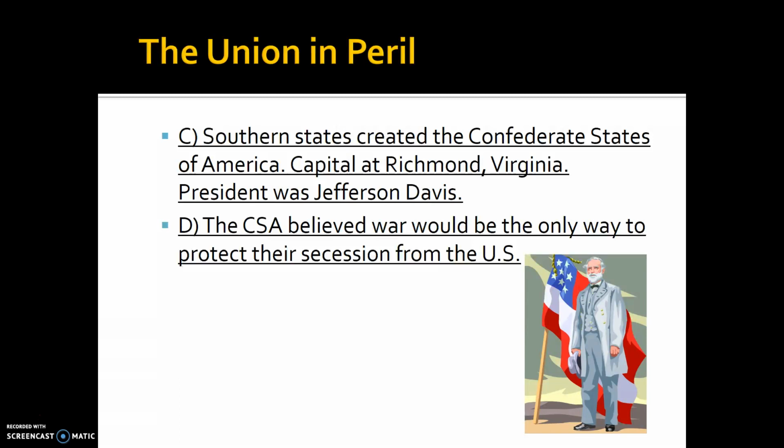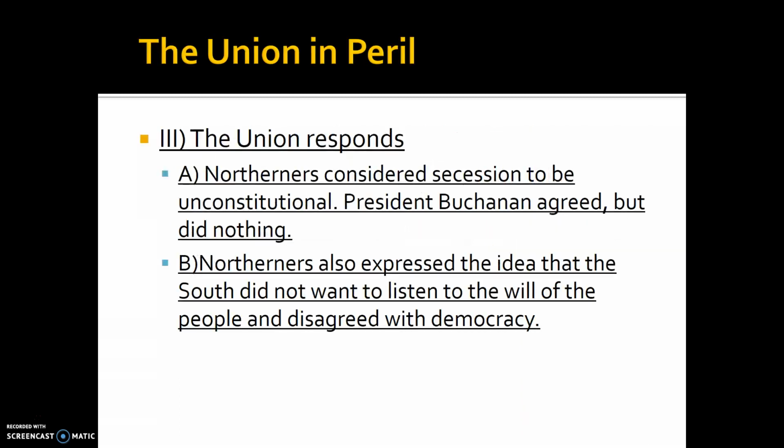And so the CSA believed that war would be the only way to protect their secession from the United States and began to build up their forces. The Union, though, the Northerners, considered secession to be unconstitutional. And so they called on President Buchanan to do something prior to President Lincoln coming into office. But Buchanan did nothing.